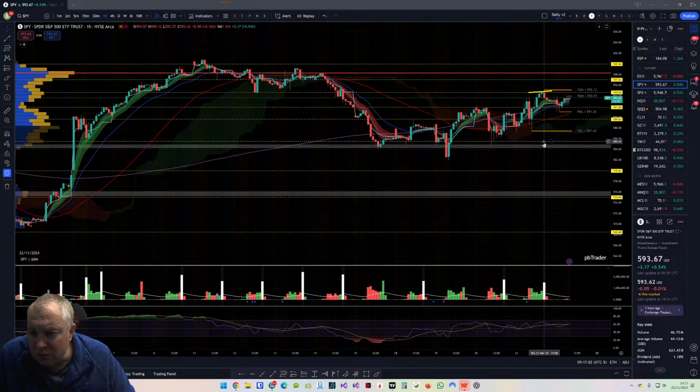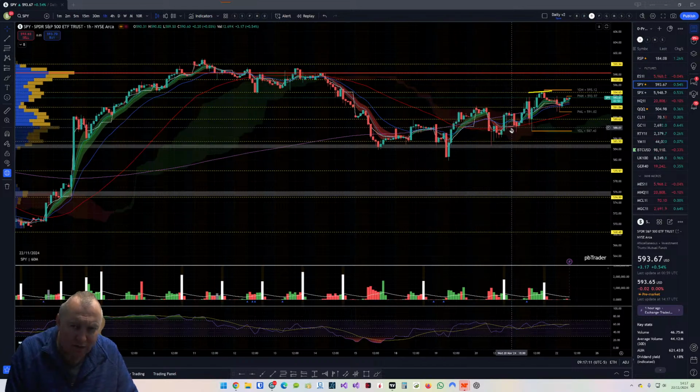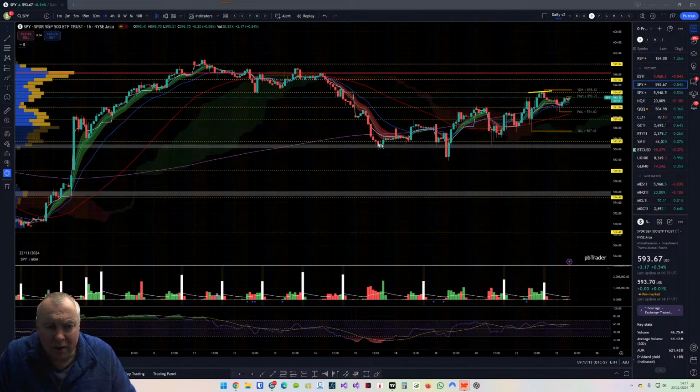And then bounce wise, we can watch all of this region down here. It's quite a tricky area, so all of this region for bounce. This is the main area to watch.